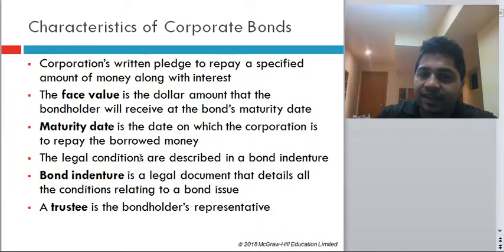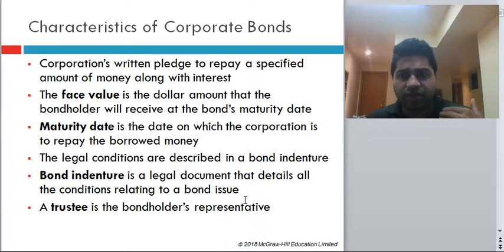The legal conditions are described in the bond's indenture. So indenture is a legal document that describes the different conditions of the bond. Which company is issuing it, why is it issuing, what is the total debt the company has, all these things are mentioned in the bond indenture. So bond indenture is a legal document that details all the conditions relating to a bond issue.